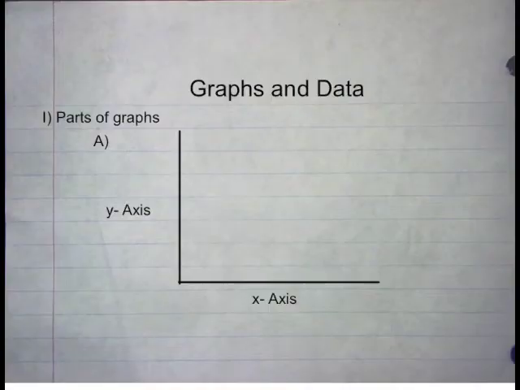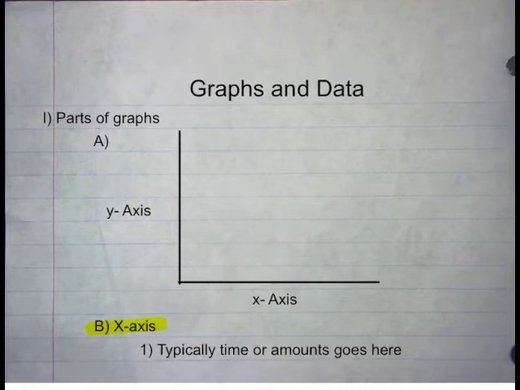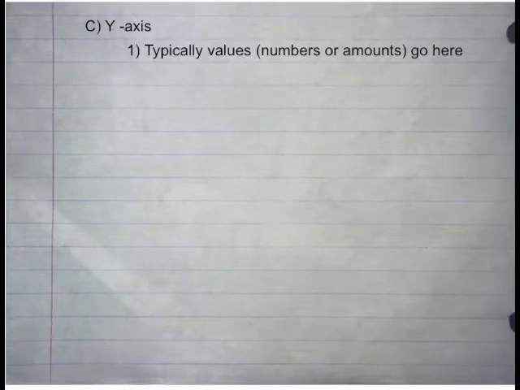The first thing we need to look at is the parts of a graph. They're as follows. X-axis, typically time or amount, goes here. Y-axis, typically values, numbers, or amounts, go here.